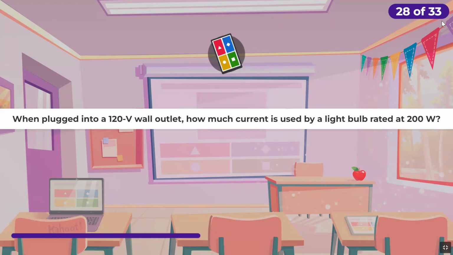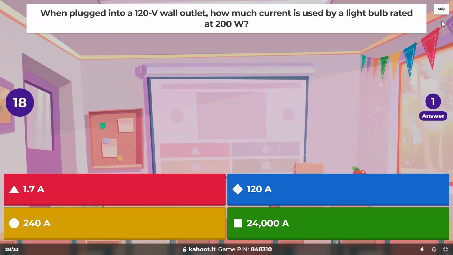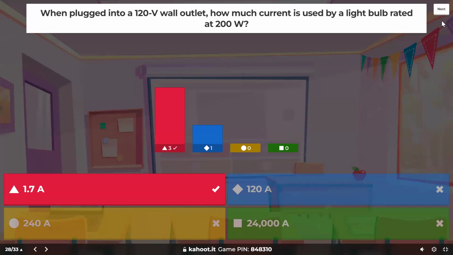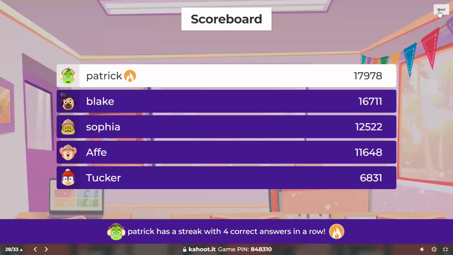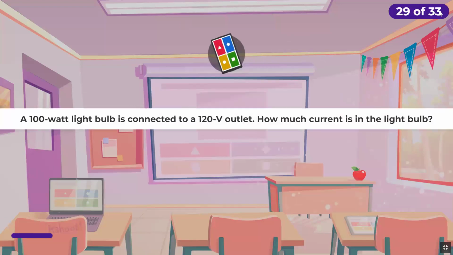Plugged into a 120 volt wall outlet, how much current is used by a light bulb rated at 200 watts? P equals IV. P divided by V equals I. Can you guys go P divided by V? What's 200 watts divided by 120 volts? Yeah, it's about 1.67 amps. So it's pretty close to that, right? Okay. Just take Joule's law and rearrange it a little bit.